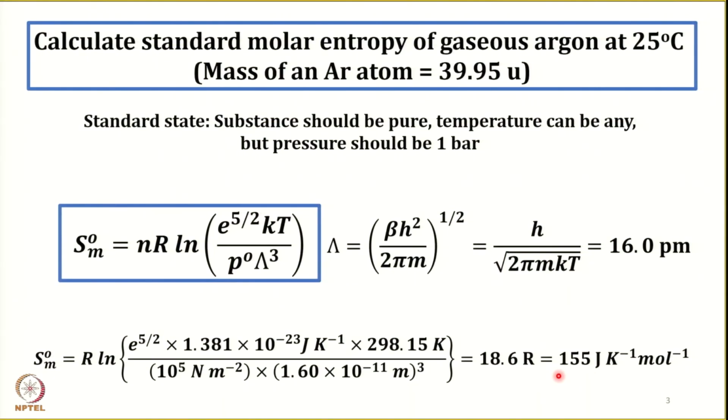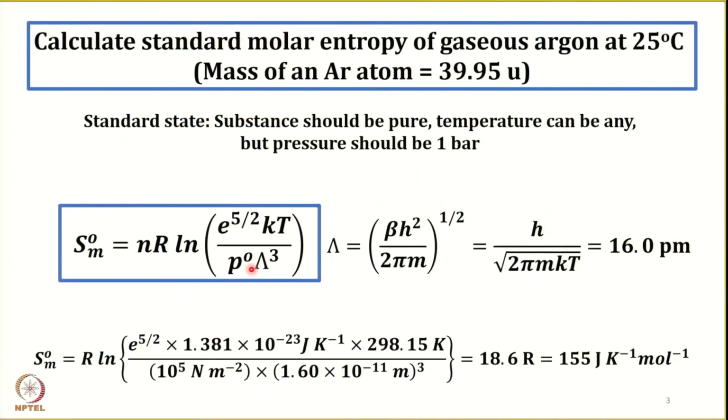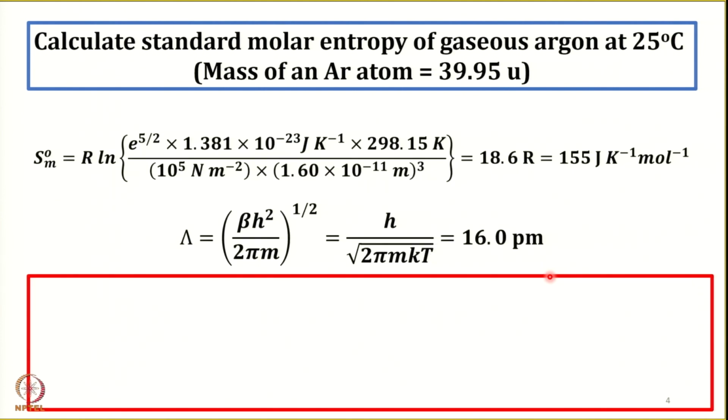Simple calculations. We need to be careful about what value of P naught should be put. We need to be careful about what value of molar mass to be put, in what way. That is, you need to put it for one particle. Alright. So, we have obtained a molar entropy of 155 joules per Kelvin per mole from a thermal wavelength of 16 picometer.